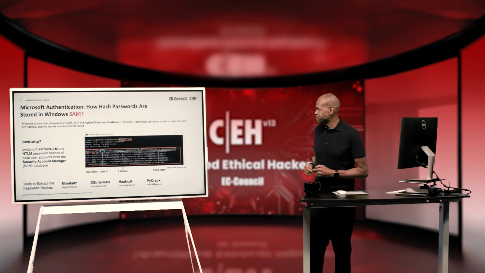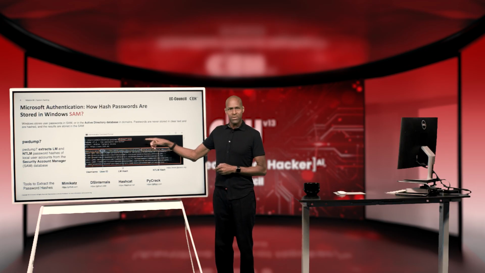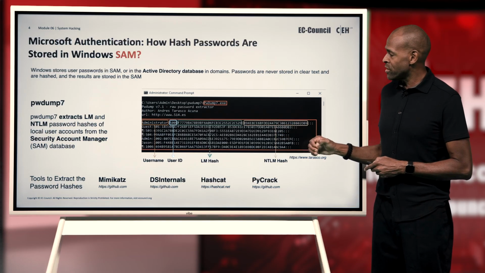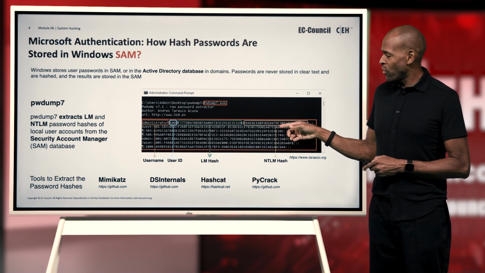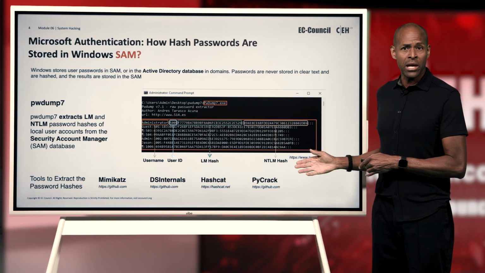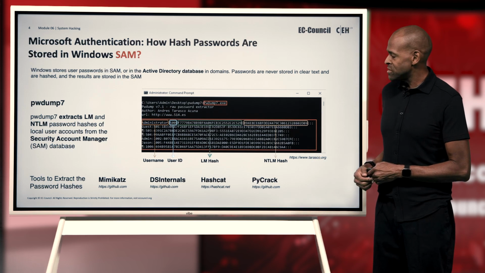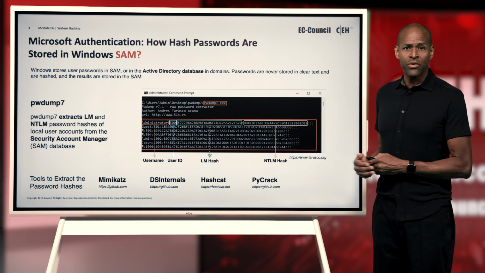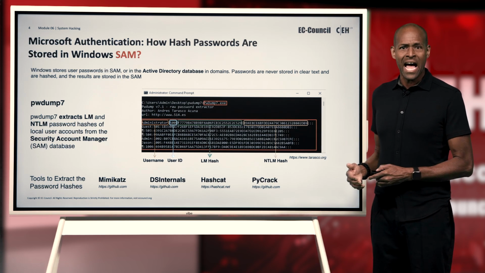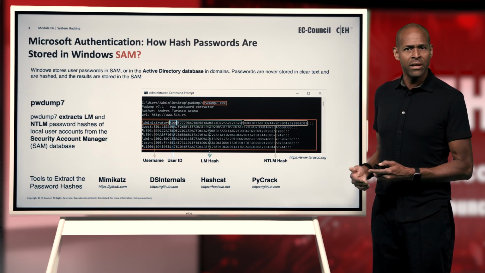Let's have a look at it over here. So what we're looking at right here is PWDump 7. PWDump is a very nice little tool, and what you can do with it is you can go to where the SAM is stored and you can dump the hashes for the SAM. You see here we have an LM hash and an NTLM hash. Normally on a Windows 10 or 11 system, you're only going to get an NTLM hash. And then what you can do is use other tools to crack that hash, maybe using rainbow tables or other techniques that we'll look at in just a little while.